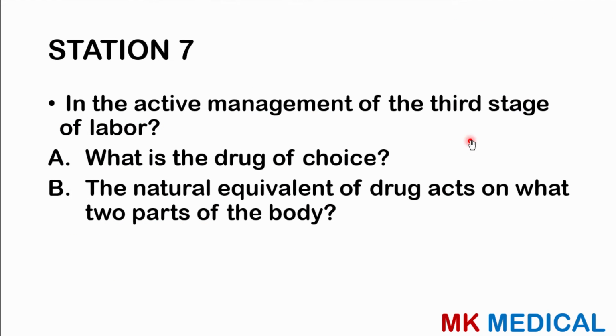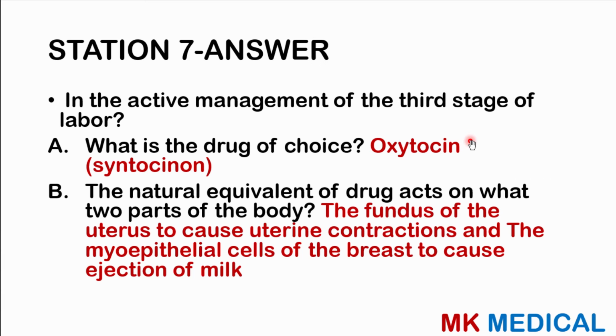Then station 7, active management of third stage of labor. What is the drug of choice? The natural equivalent of the drug acts on what 2 parts of the body? So take your time to pause this video and scream the answer towards your screen. And here comes the answer.